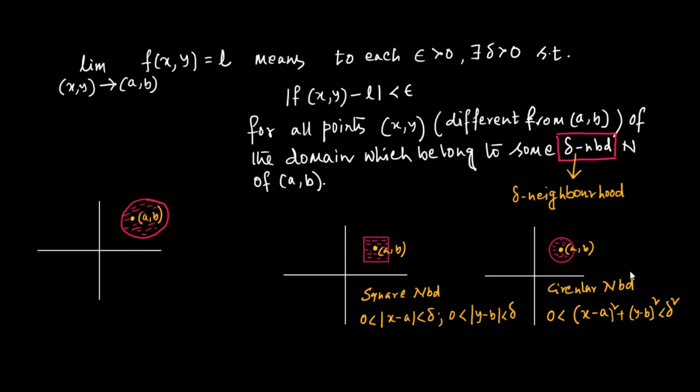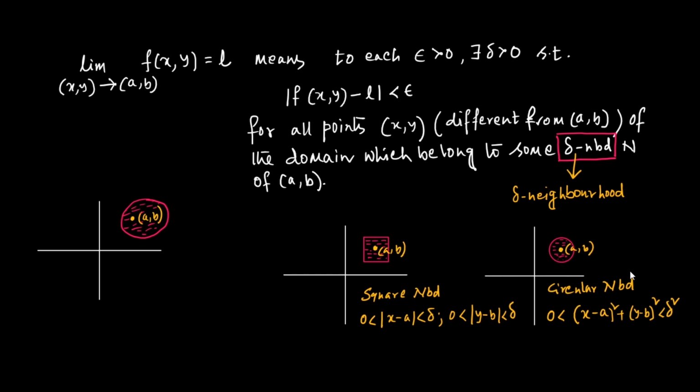Or the region can be anything else. I have chosen two very popular kinds of neighborhoods, square and circular, and you can choose any other neighborhood, but you need to choose it in such a way that the area depends on the parameter delta, so that you can squeeze the area by choosing a smaller value for delta. You can control the area. So this is how we define a neighborhood.